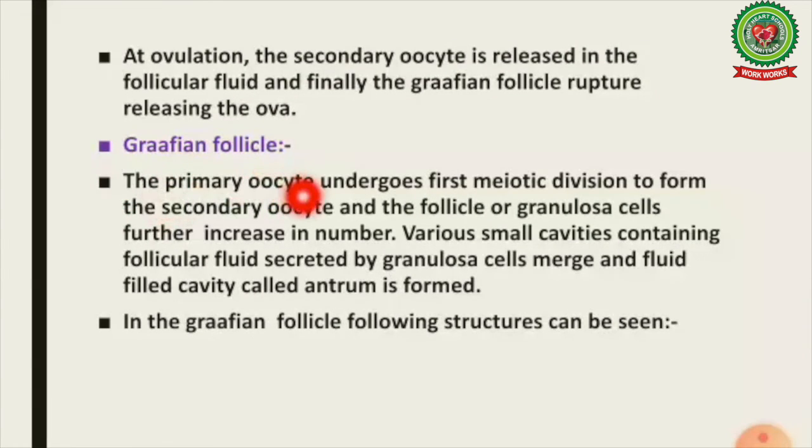The primary oocyte undergoes first meiotic division to form the secondary oocyte, and the follicle or granulosa cells further increase in number. Various small cavities containing follicular fluid secreted by granulosa cells merge, and a fluid-filled cavity called the antrum is formed. In the Graafian follicle, the following structures can be seen.